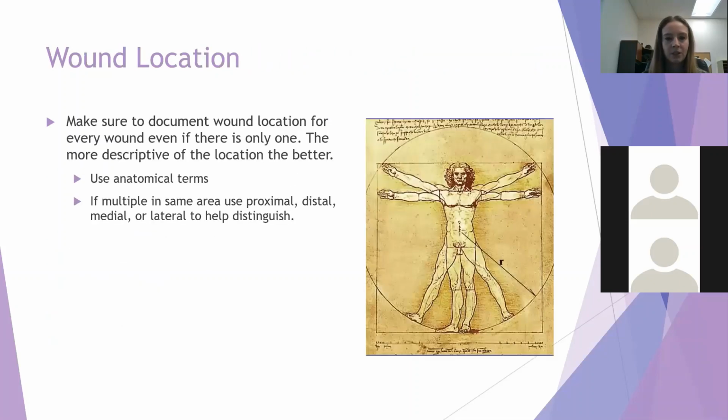The wound location, you need to document the wound location for every wound, even if there's only one. The more descriptive the location, the better. You'll want to use the anatomical terms. And if multiple in the same area, you're going to want to distinguish them by proximal, distal, medial, or lateral to help keep the guessing down.